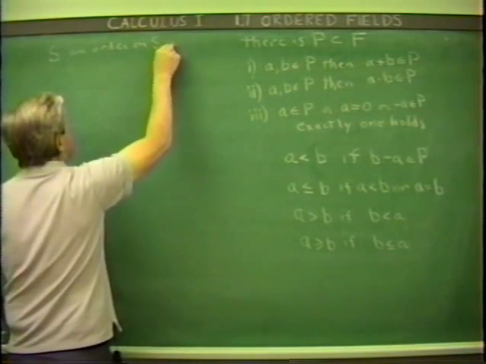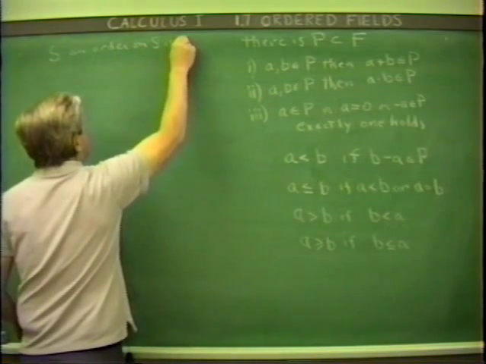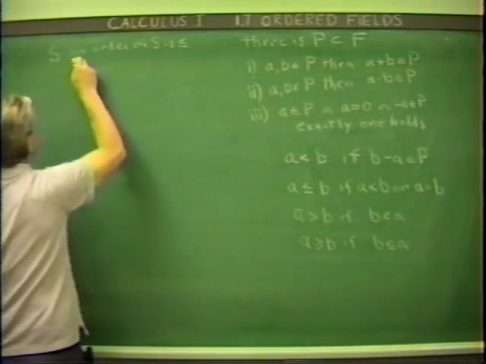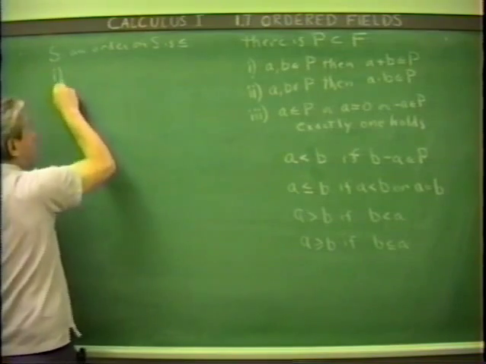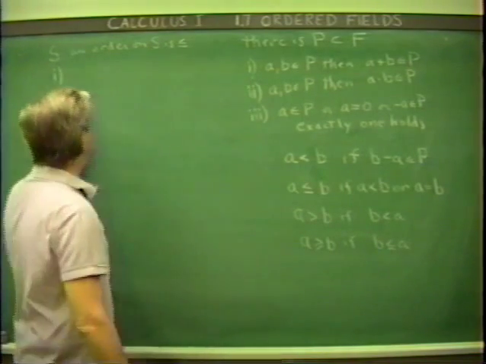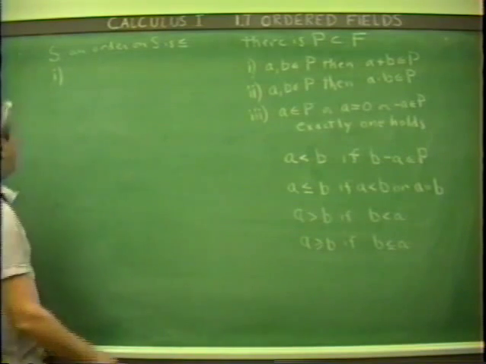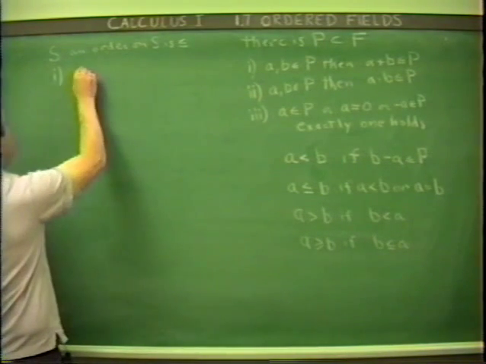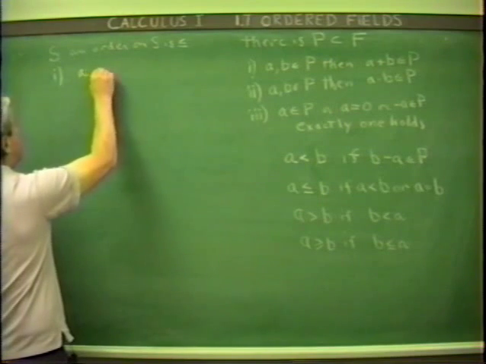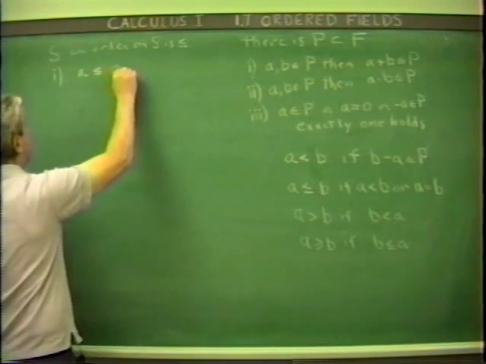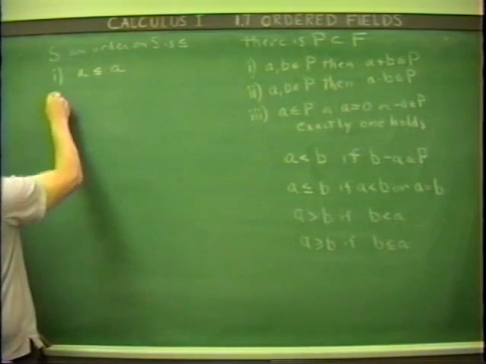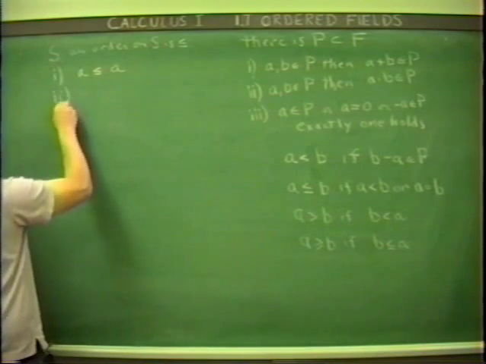Given a set S, an order on S is a relation less than or equals to satisfying several assumptions. This is the easiest way; we're going to have several more assumptions before we get to an order on a field, if we just start with an order on a set. One, A must always be less than or equals to A.